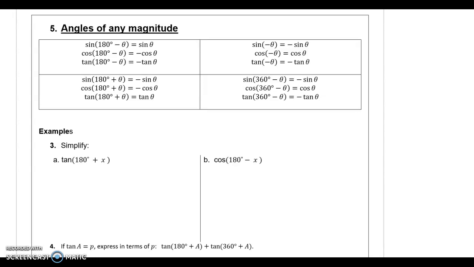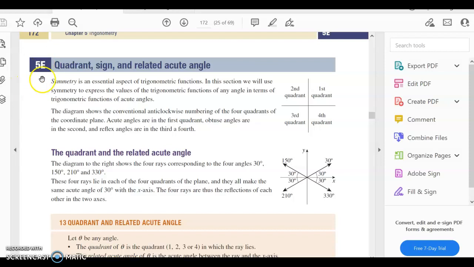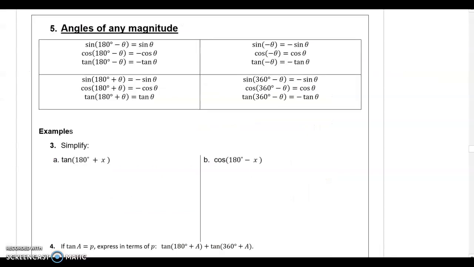Hi, today we're going to have a look at the section of your booklet that relates to angles of any magnitude. Once we've looked at the notes of this, that will allow us to go back and have a look at the exercise in our textbook, 5E, and the heading is quadrant, sine and related acute angles. So we'll have a look at that in a moment once we go through some notes.